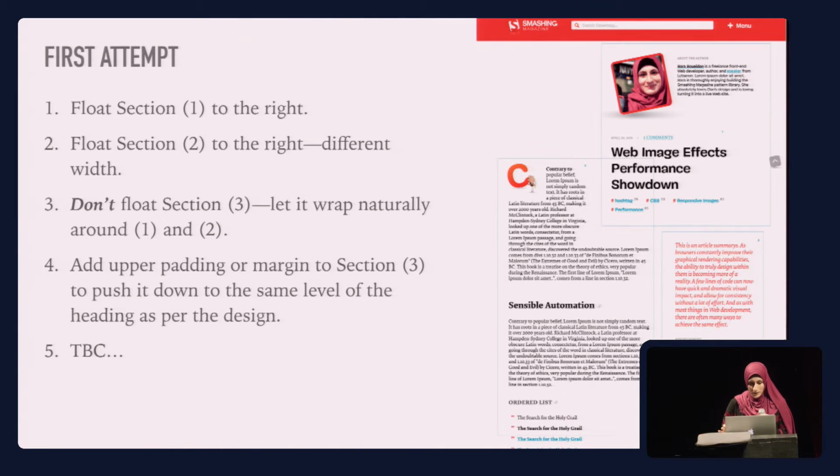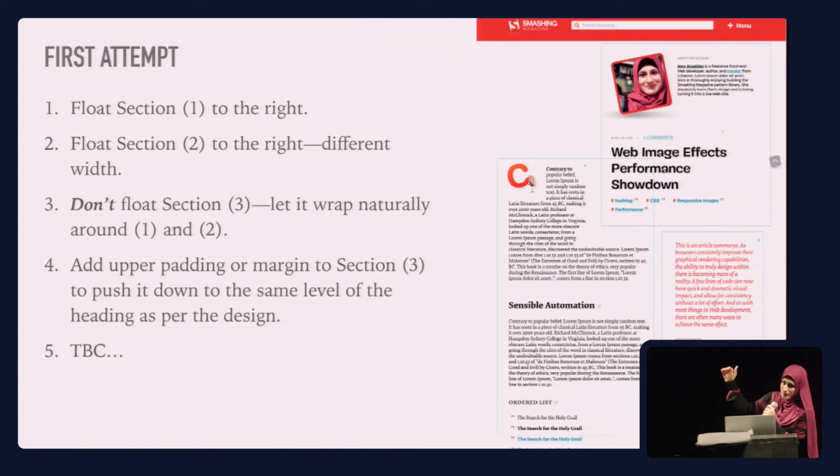Okay? My first thing I did was I divided these sections into 3 sections. Section number 1, which is the author and the title. Section number 2, which is the summary and the ad. And section number 3, which is the rest of the article. So my attempt to create this layout was float section number 1 to the right, float section number 2 to the right, but give it a different width. Don't float section number 3, because if you don't float it, it's just going to wrap around those 2 sections normally. But if it wraps around these sections, it's going to wrap all the way up, so all the way next to the author image, and that's not what we want.